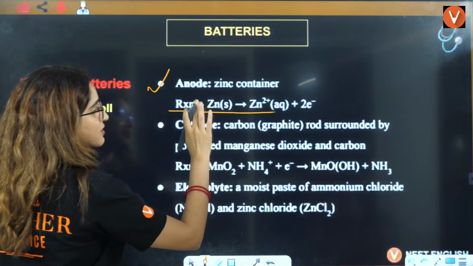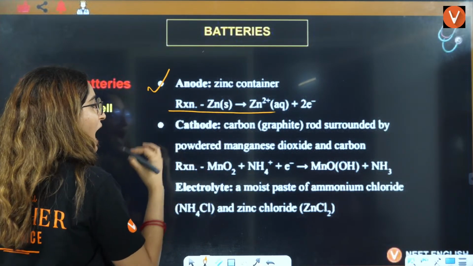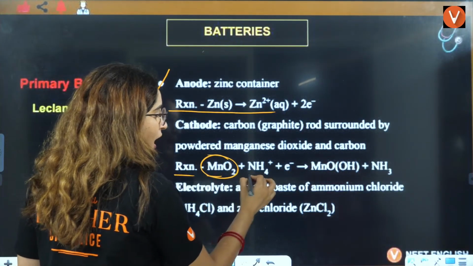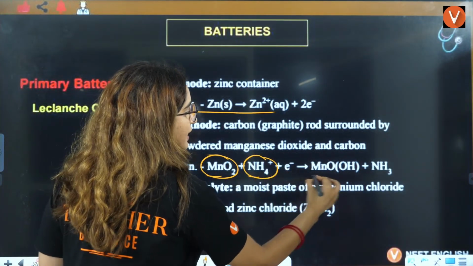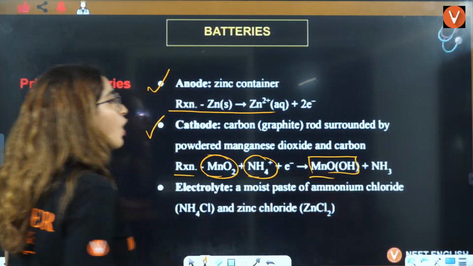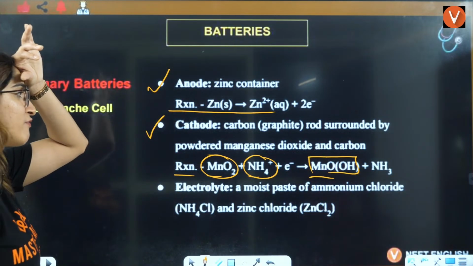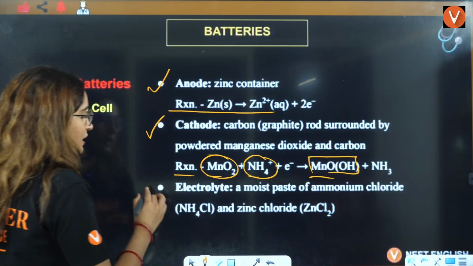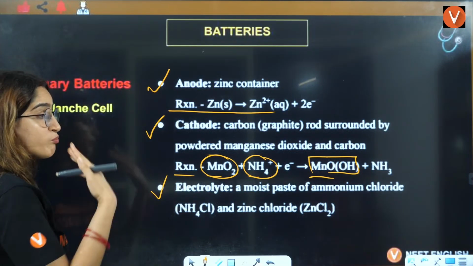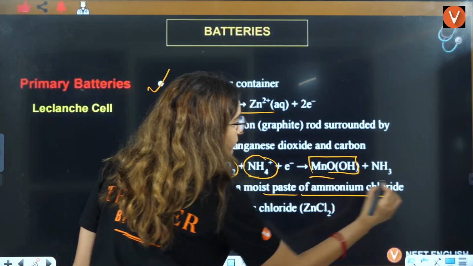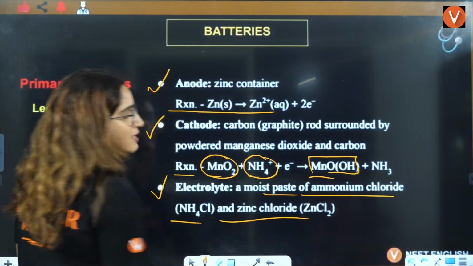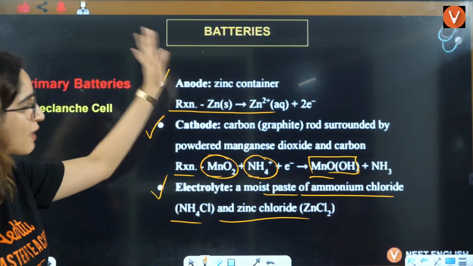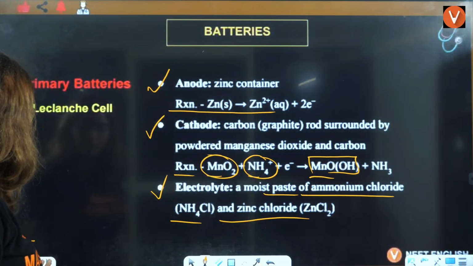This is the reaction where zinc loses the electrons. At the cathode, what you have is manganese oxide, and the ammonium ion gains the electron, right? So you will have a graphite rod surrounded by powdered manganese dioxide, and this is your cathode. Now, the electrolyte, a moist paste of ammonium chloride, is used as the electrolyte. So these are all cramming based things, guys. That's why I have just written it here. You have to do it yourself.